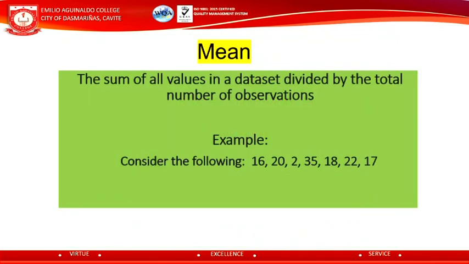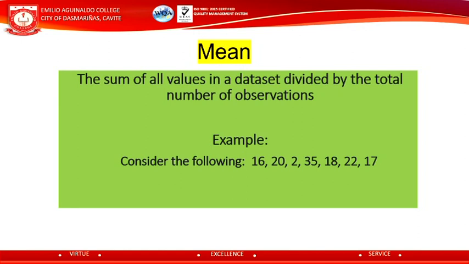Next, let's proceed to the example. The mean is the sum of the values in the dataset divided by the total number of observations. This will be our definition of the mean, and this is how we get the mean of a particular dataset. So example, consider the following: 16, 20, 2, 35, 18, 22, and 17. Like what was said in our description, we just have to find the summation of all the values and then divide it by the total number of observations. As you can see here, we have 7 observations.